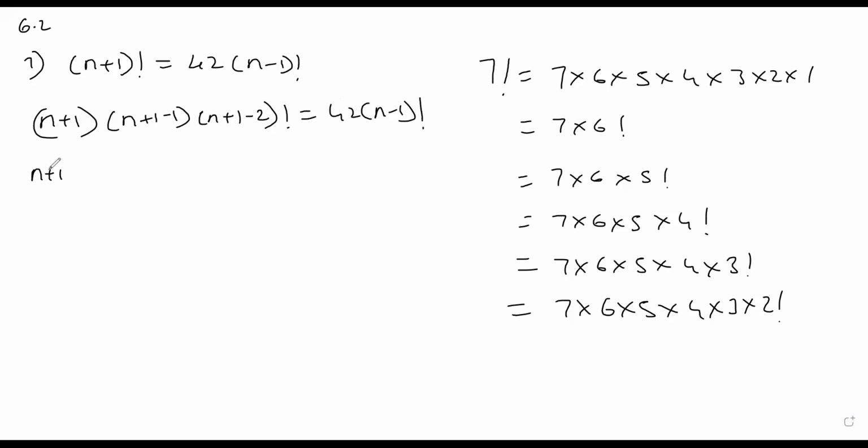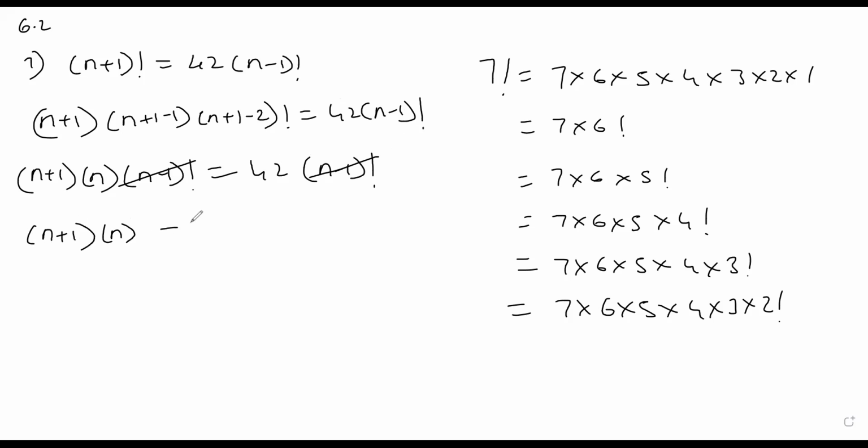तो ये हो जाएगा n plus 1, इसके पहले का नंबर होगा n और उसके पहले का नंबर होगा n minus 1 factorial is equal to 42 into (n minus 1) factorial. This and this will get cancelled. (n plus 1) and n is equal to 42.